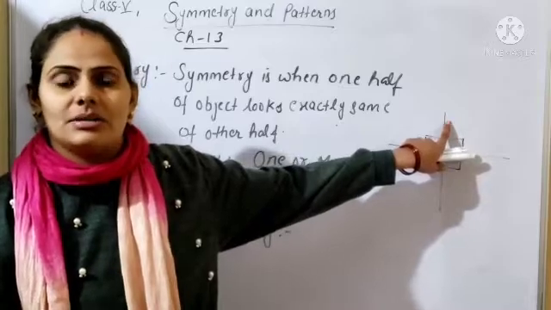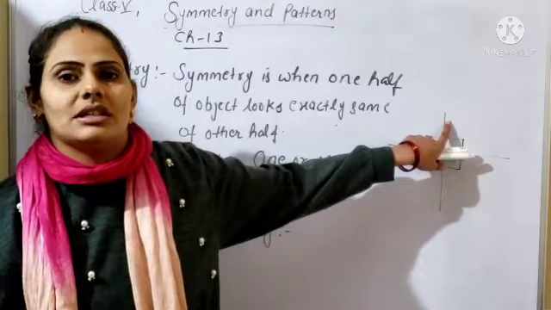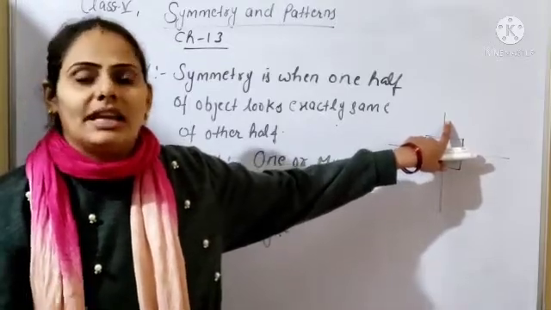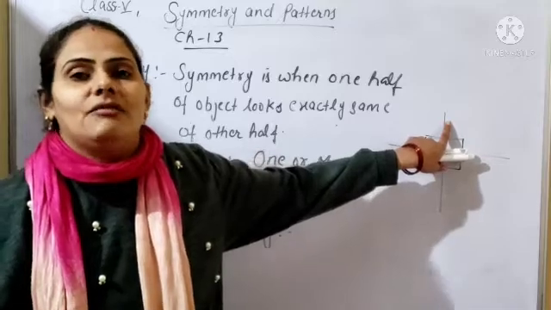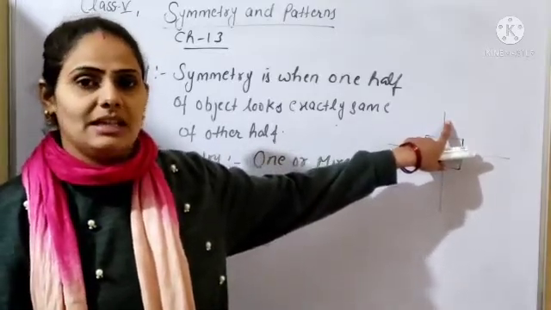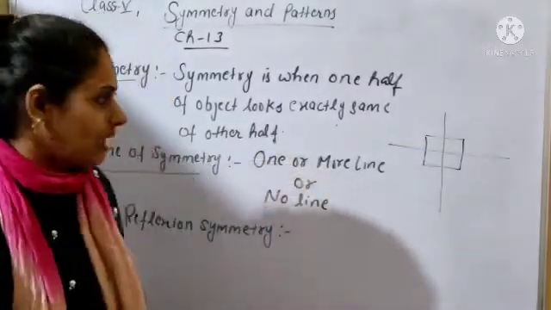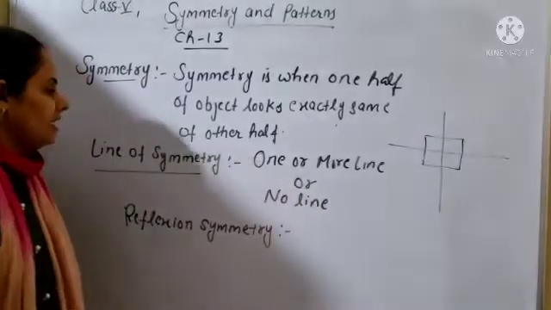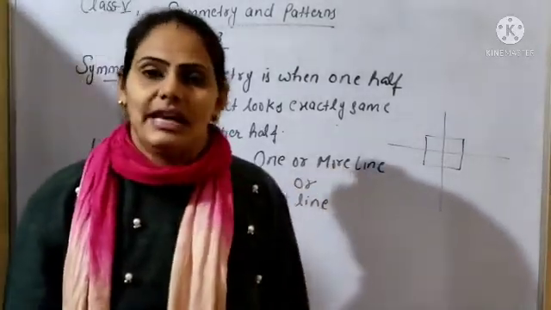There can be zero lines of symmetry, no line of symmetry. There can be one line of symmetry in a picture, figure or object. There can be two lines of symmetry, three lines of symmetry, and four lines of symmetry. It means there can be no line of symmetry, or more than one line of symmetry. There can be many lines of symmetry in any figure or object. Clear? So this is called the line of symmetry.